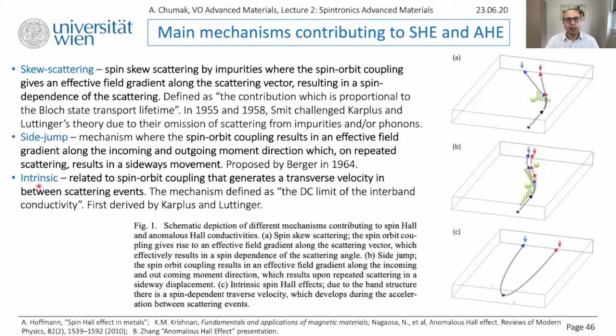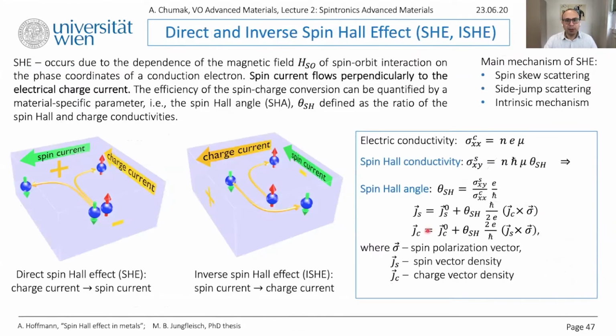And there is an intrinsic effect, which again is related to spin orbit coupling, but this time we are speaking about its motion and its transverse velocity. So it moves to the left side or to the right side, spin up and spin down, in between scattering events. And to explain it properly, we need to consider again the complex band structure, the spin-dependent band structure of your element. So these are the three main mechanisms. Just keep them in mind.